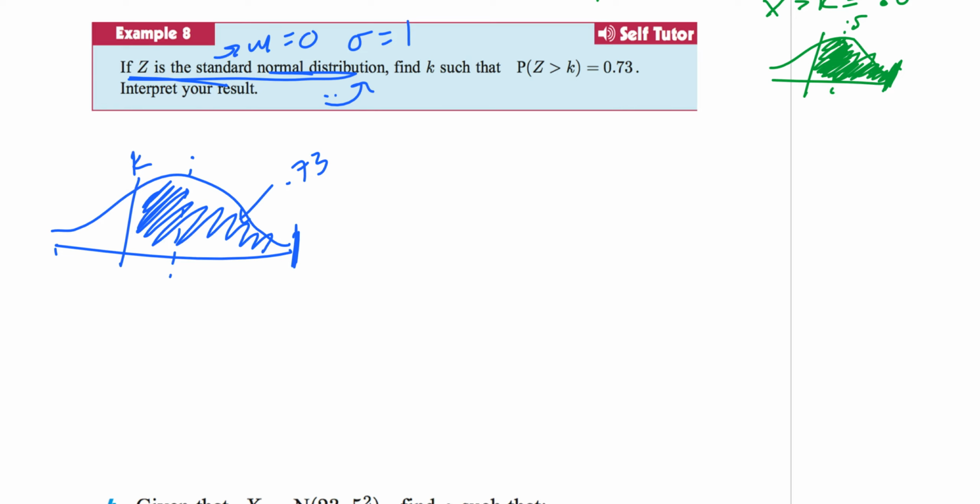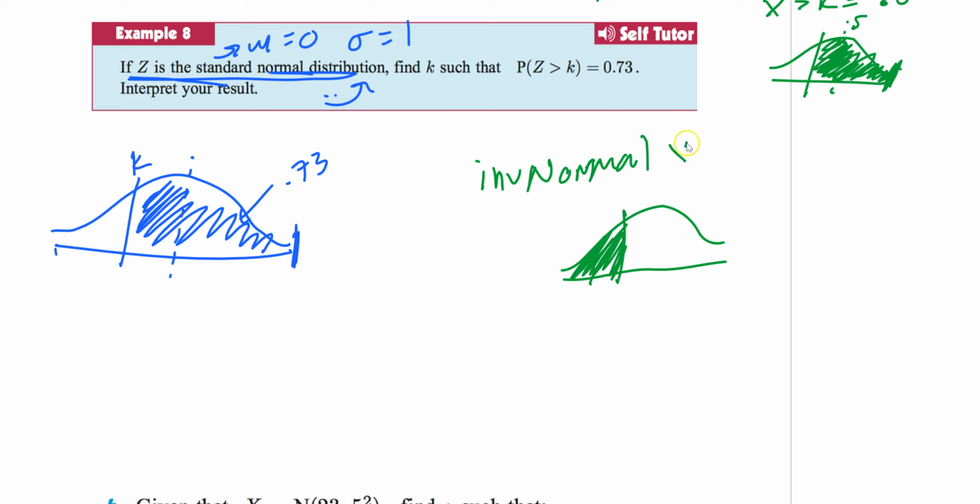Now here's the one thing I haven't talked about. Invert normal only works when it's on less than. It only works in this case. That's it. I know it sucks. I think a calculator can program the other side, but it can't. So invert normal on the calculator only works this way. So if you have this, and you want to find the invert normal of this, I can't plug in 0.73. It's not going to work. Invert normal only works when it's less than or equal to K, or less than K.